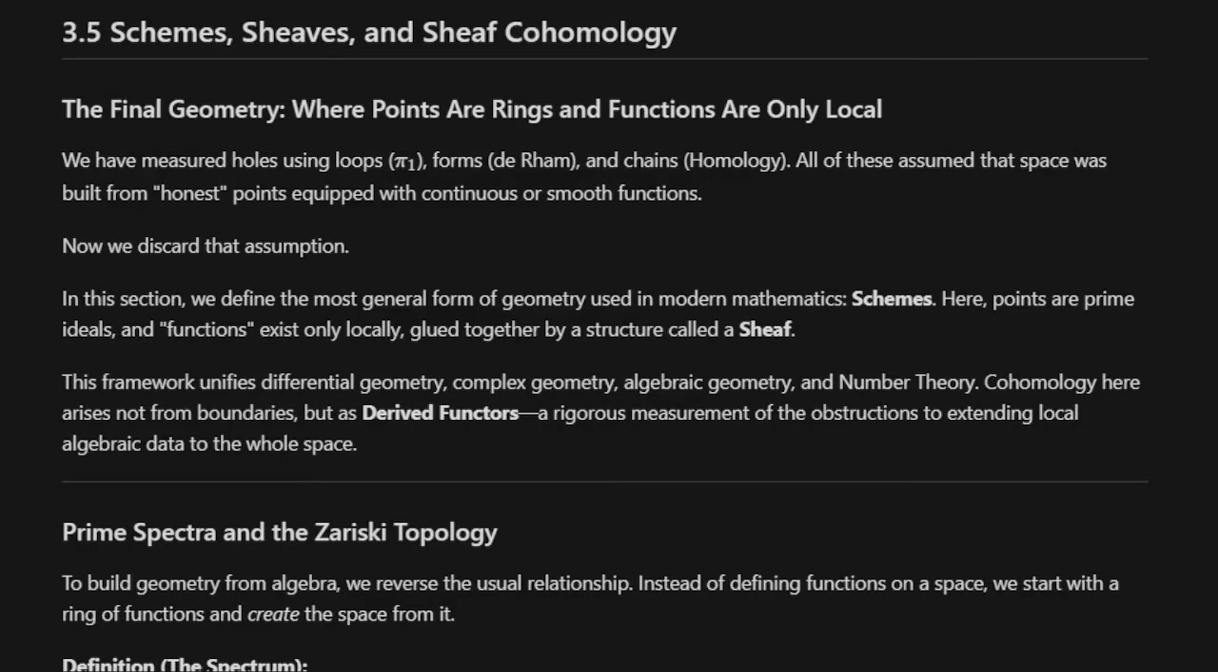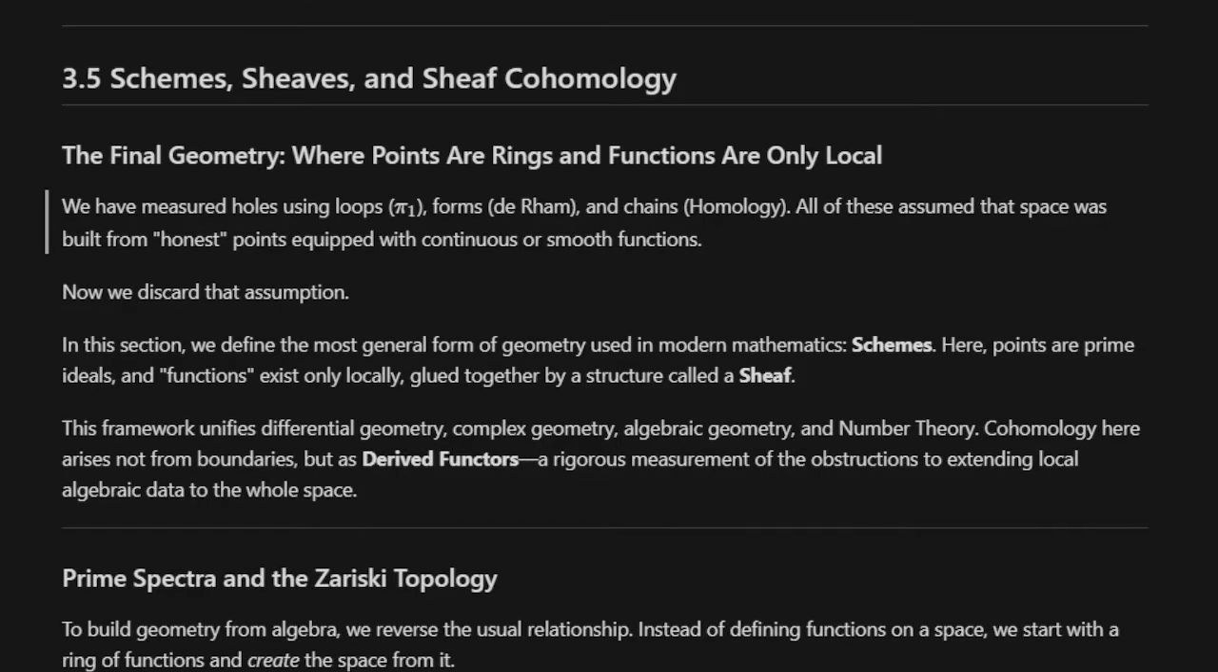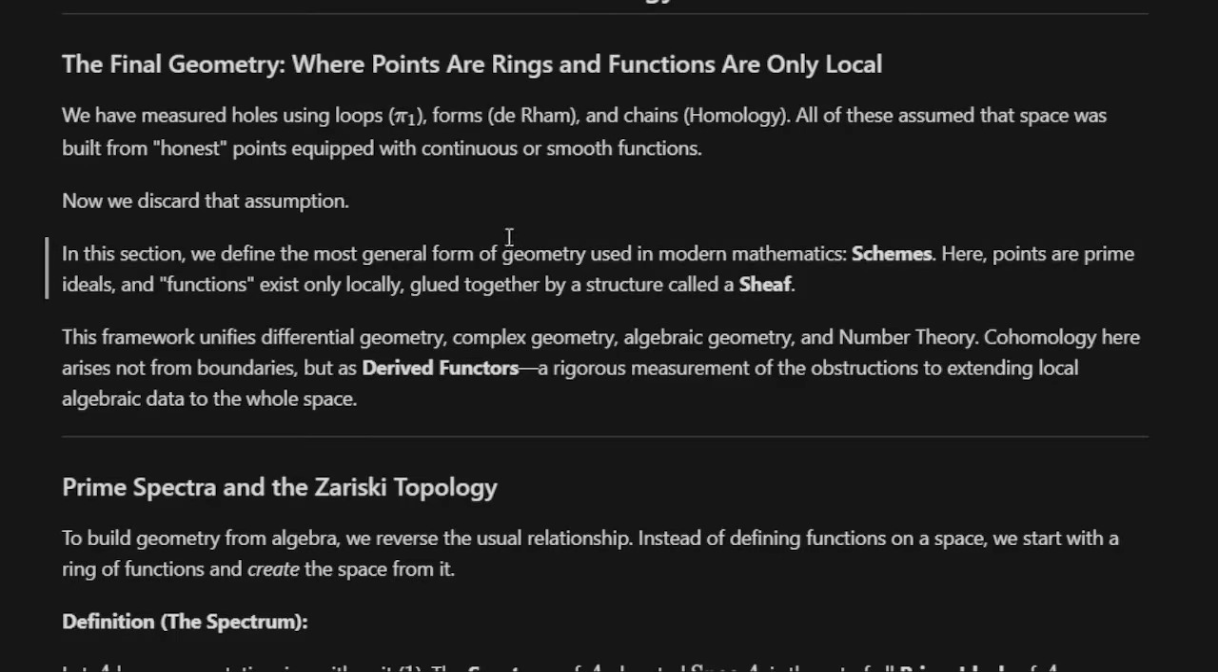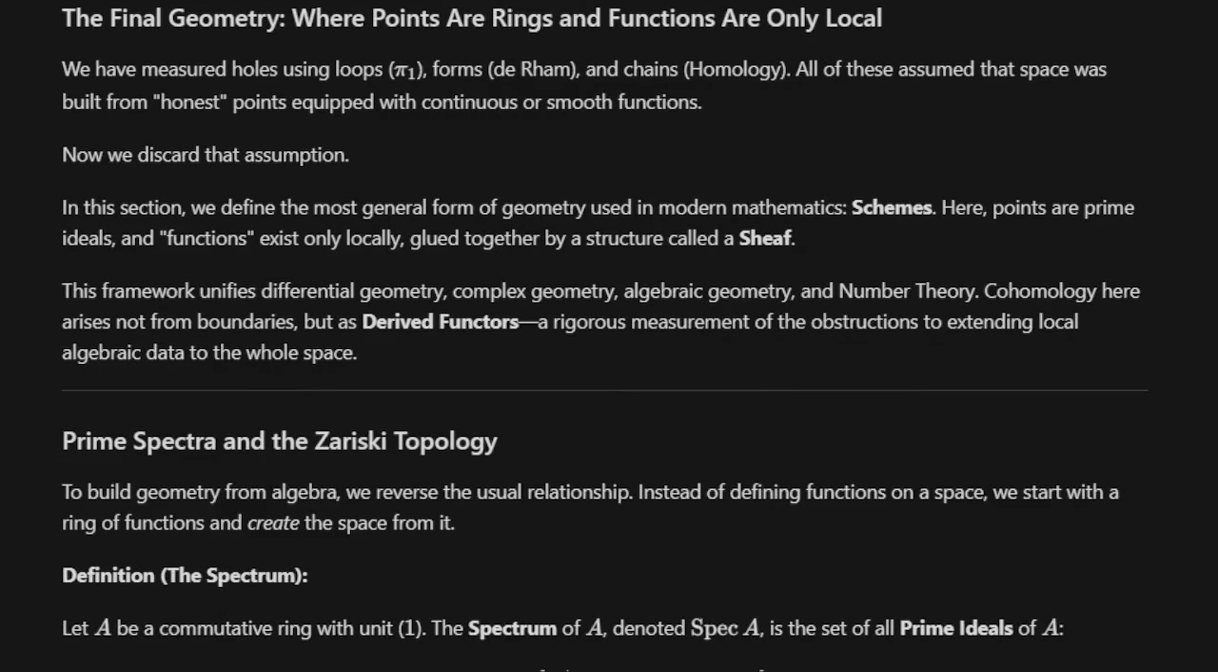So we've thoroughly reached a point at which we've gone through all the sections and assumed that space was this fundamental object, and we started picking points and layered topology and functions on top of them. So we measured holes using the fundamental groups and groupoids, forms like the de Rham cohomologies, and chains. All of these assumed that space was built from honest points equipped with continuous or smooth functions. But now we're going to kind of invert the reality of the situation. So in modern math, specifically in algebraic geometry, one can come to the realization that functions are more fundamental than points.